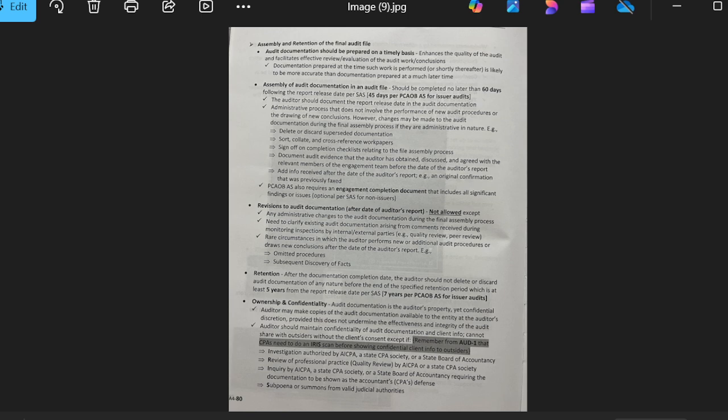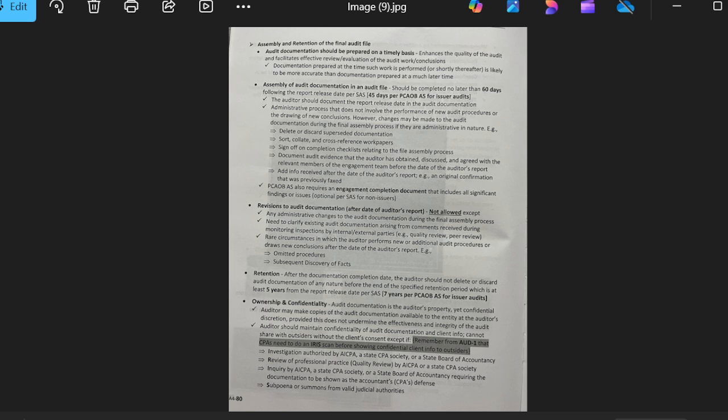Assembly is an administrative process that does not involve the performance of new audit procedures or drawing new conclusions. However, changes may be made to the audit documentation during the final assembly process if administrative in nature. Also, delete or discard superseded documentation, sort, collate, or cross-reference the work papers, sign off on the completion checklist, document audit evidence, add information received. All this should be documented in the audit file. Also, PCAOB requires the engagement completion document that includes all the significant findings or issues, which should be documented.